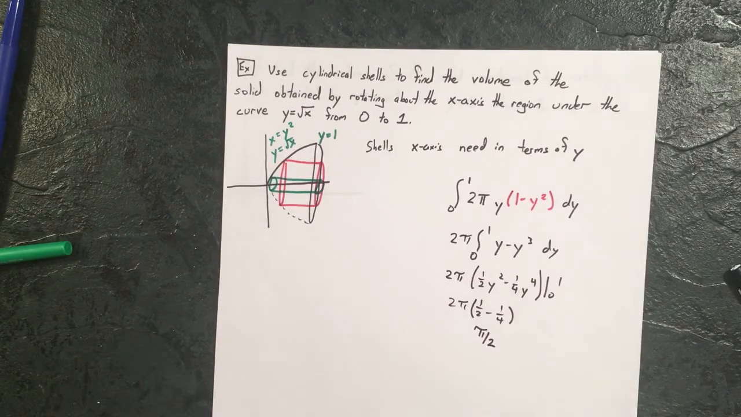pi over 2. And if you want to go back and look at the first question when we did it with the disk method, it's also going to be pi over 2.